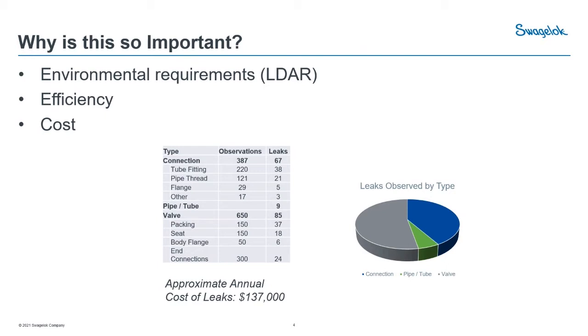So we have an example here. This was from a survey that was conducted here in the Midwest. Again, looking at different types of leaks across tube fittings, pipe fittings, flanges, looking at valve features, and observed about 1,000 total observations or total points, and found maybe about 10% of them or so were leaking. Now that added up to quite a bit, right? $137,000 was our approximate annual cost of leaks when we calculated it all out.